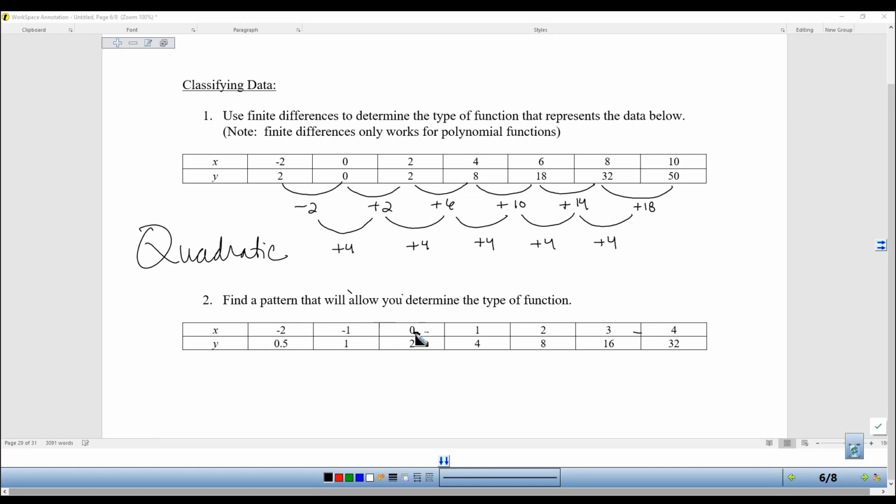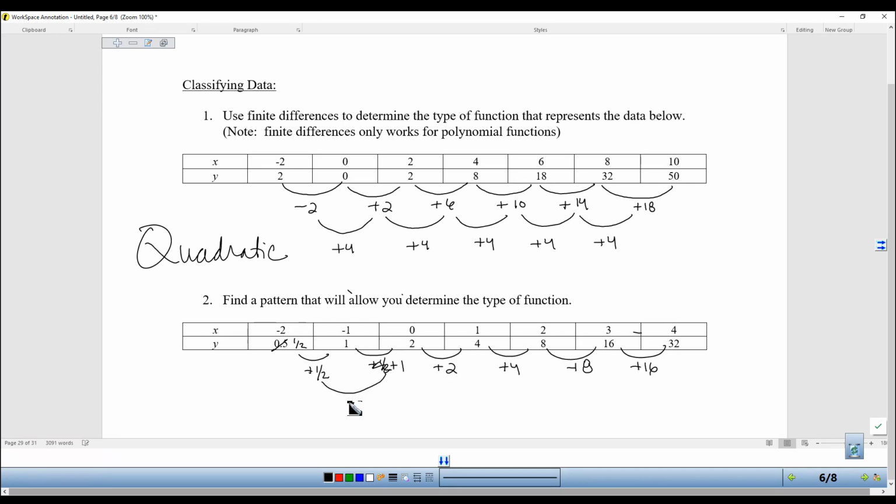Again, x is going up at a steady rate. But what is y doing? It might be easier to think of this as 1/2. How do you get from 1/2 to 1? You could add a half, but this is definitely not adding a half. This is adding 1. And then this is adding 2. Ooh, and then this is adding 4. This is adding 8. You definitely see the pattern, right?